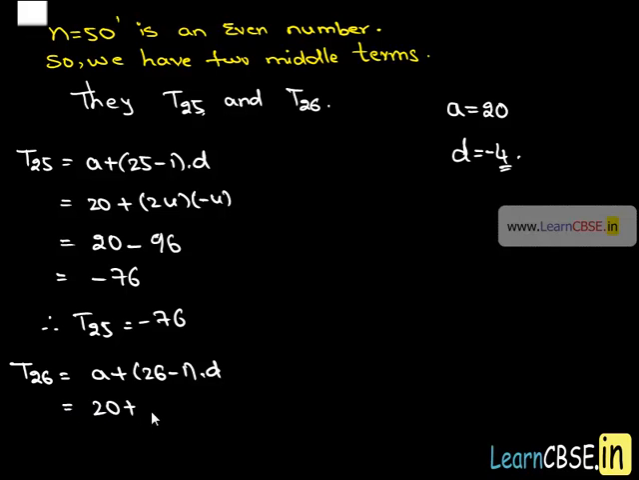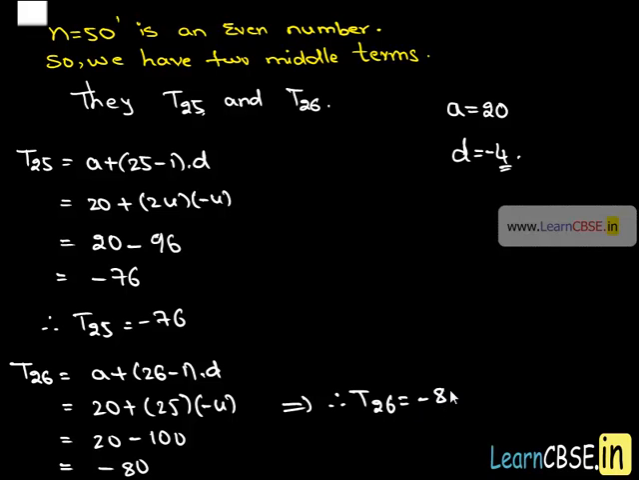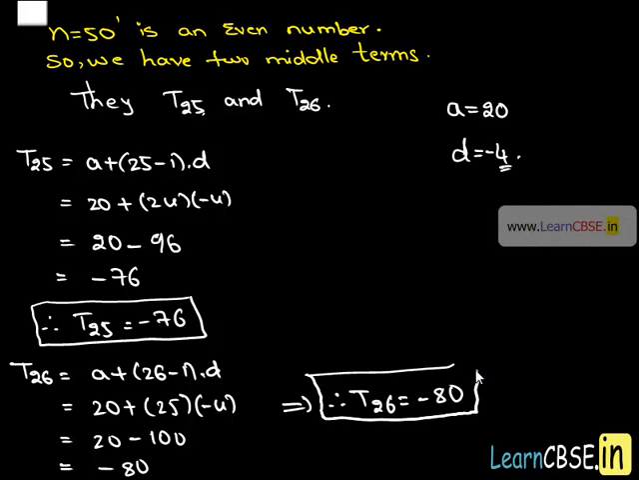A is 20 and 26 minus 1 is 25. Common difference is negative 4. Therefore 20 plus 25 times minus 4, and 4 times 25 is 100. 20 minus 100 is negative 80. Therefore the value of the 26th term of the given series is negative 80. Therefore negative 76 and negative 80 are the two middle terms in the given series of AP.